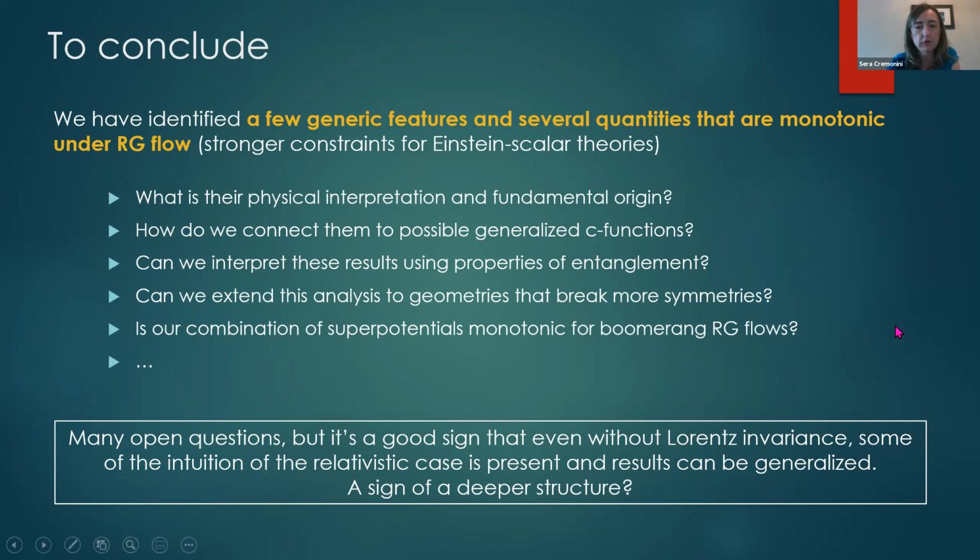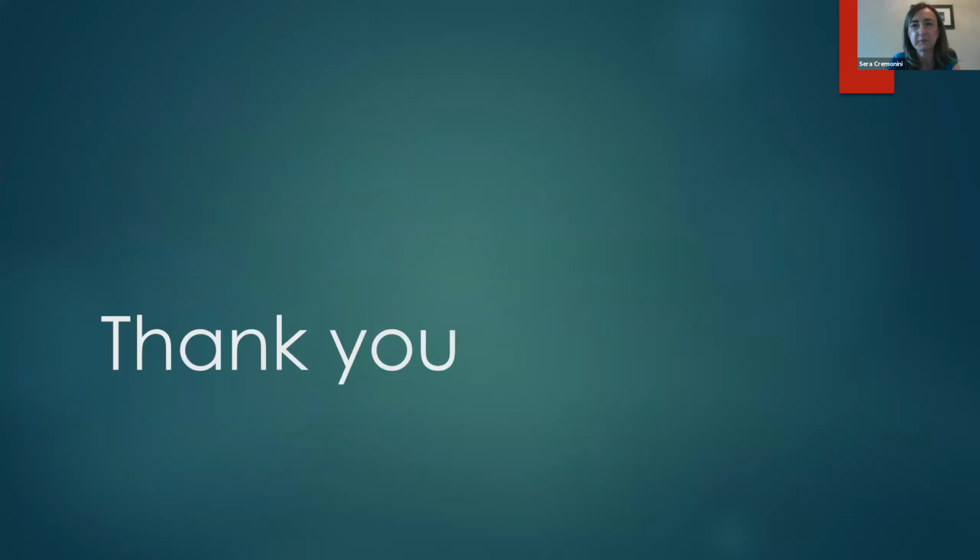So there are a lot of open questions, but I think it's a good sign that even when you don't have Lorentz invariance, some of the intuition that you had in the relativistic case is surviving. There's more structure, but it seems that you can try to generalize results and you can make a little bit of progress, which is good. So I'm interested and excited about this. So thank you.